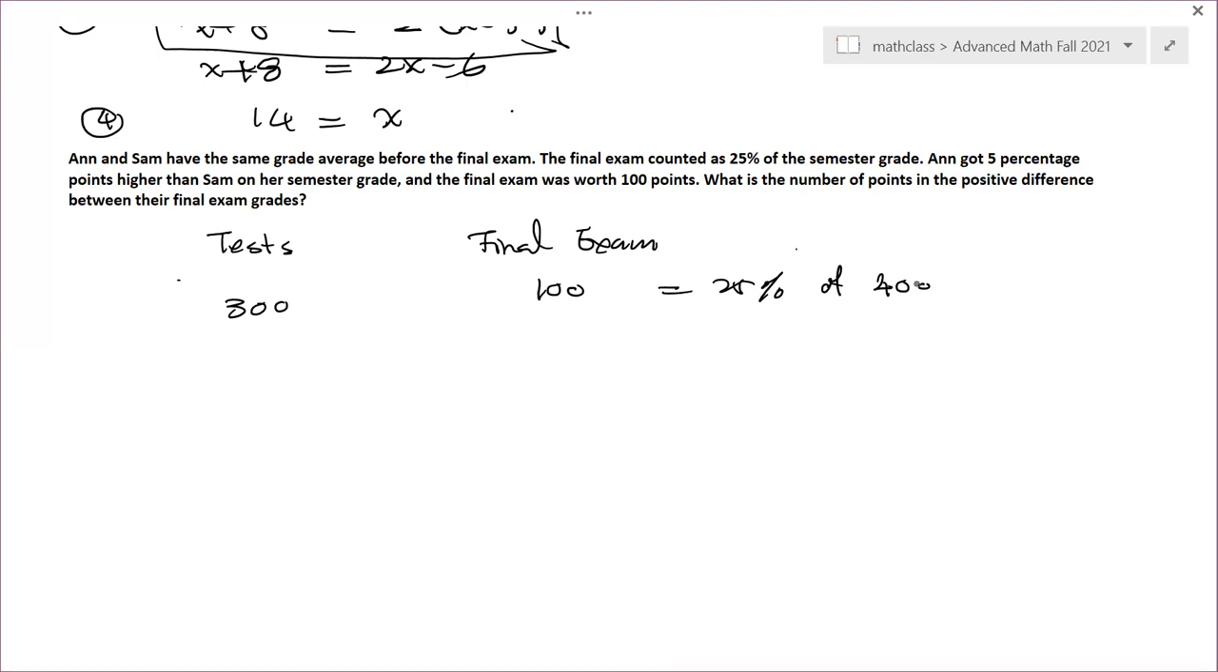So we don't know how many points N got, how many points Sam got, right? But they have the same averages. If they have the same average, they have the same total scores. So we just call it X, the same. Those are the same total scores, not the average score on each test.